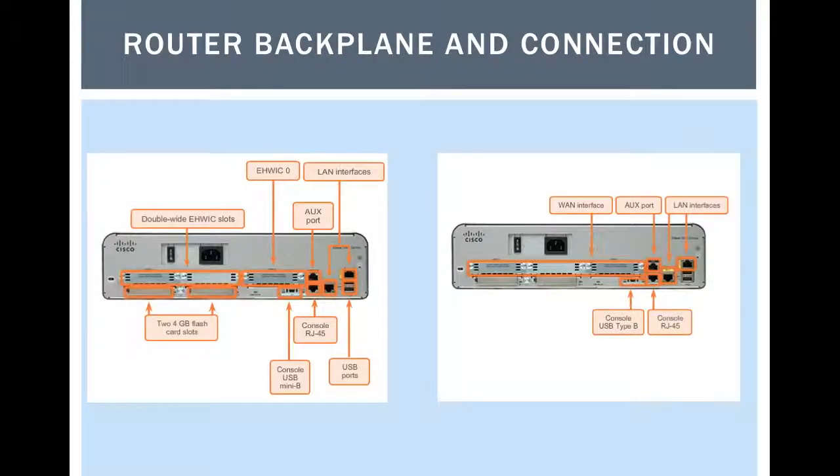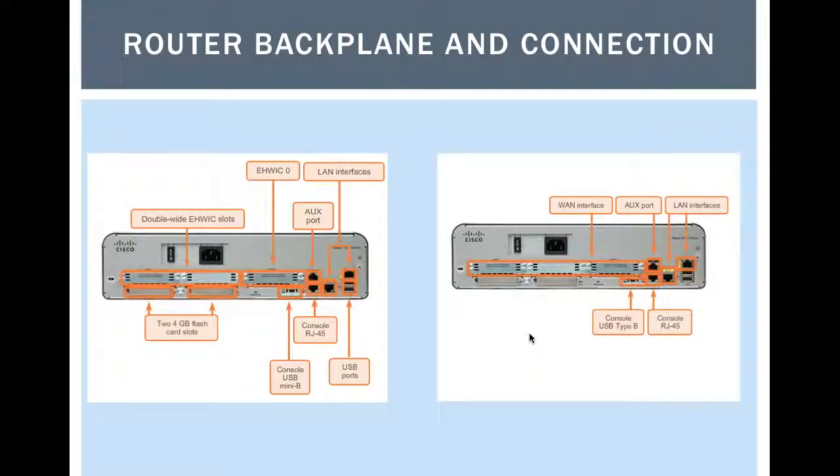Router backplane and connections. The backplane consists of console ports, two console ports for the initial configuration and command line interface management, an aux port, which is used for remote management access, LAN interfaces, and high-speed WAN interface card slots, which provide modularity and flexibility by enabling the router to support different types of interface modules, storage slots to support expanding capabilities, dual compact flash memory slots, and two USB host ports for additional storage space.